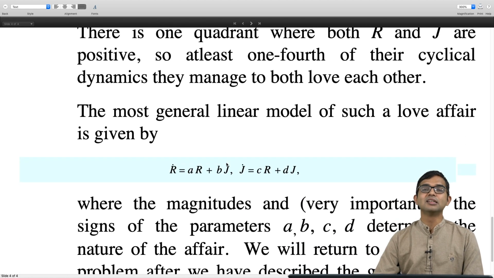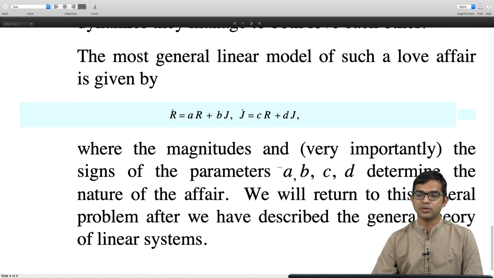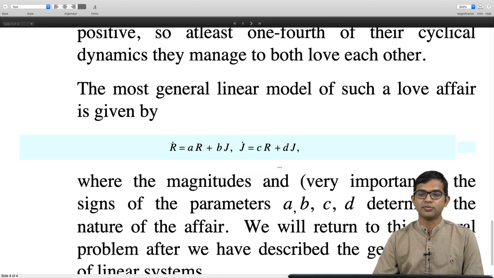So the most general such linear model that you can think of is, of course, R dot equal to AR plus B times J, and J dot equal to CR plus D times J. So you can play with all these parameters A, B, C, D and see what happens to their relationship. What is the fate of the relationship based on all these parameters is an analysis that we can do.